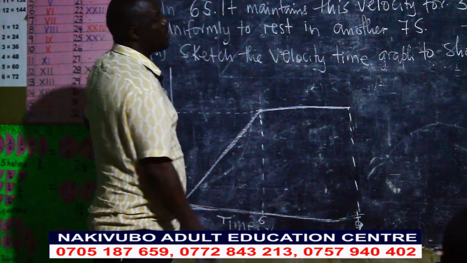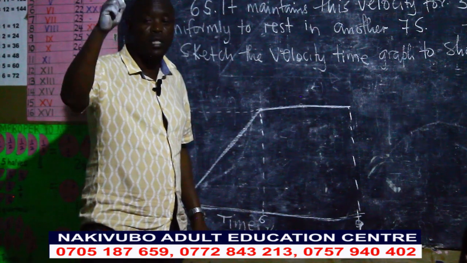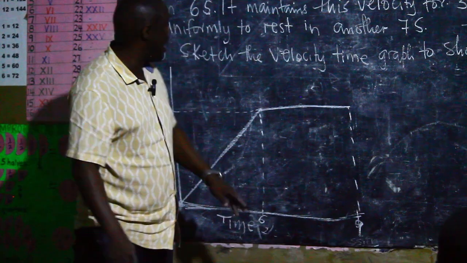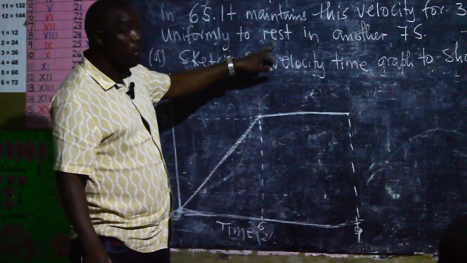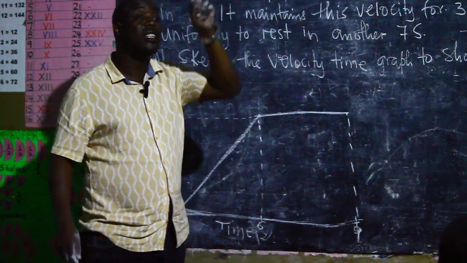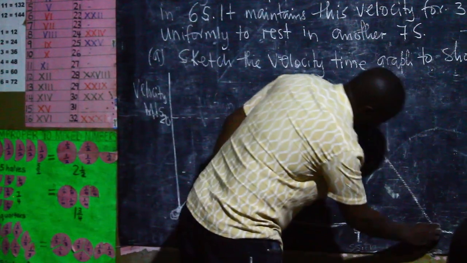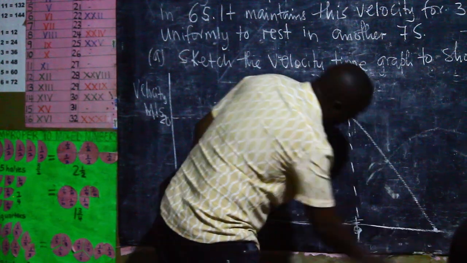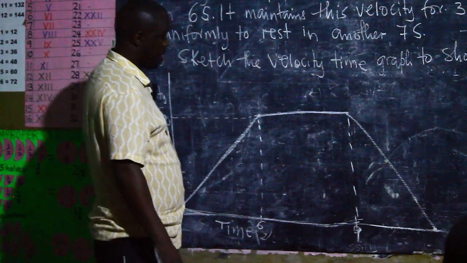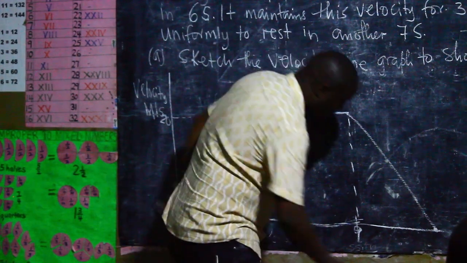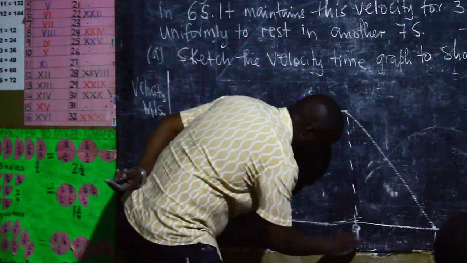Then after that, what happens? It then finally decelerates. To decelerate is to reduce speed, to slow down, until it comes to rest. To rest means until velocity is 0. So we move down to 0. In how much time? In 7 seconds. So 9 plus 7, 16. So the total time it covered was 16 seconds.